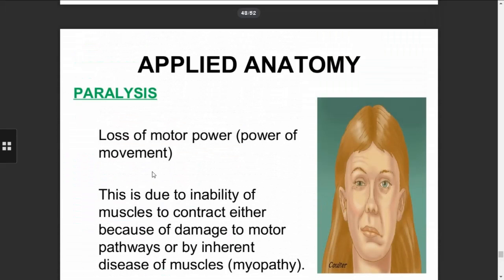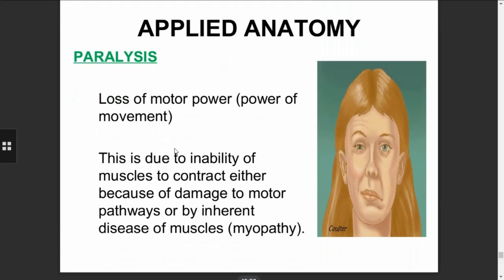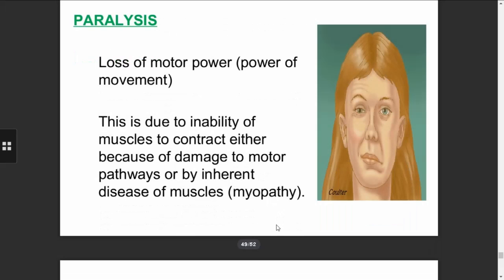Here we will see the applied anatomy. Paralysis. What is paralysis? Means loss of power, motor power. Here we can see that the face is going downward. This is due to inability of muscle to contract either because of damage to the motor pathway or any inherent disease, myopathy.